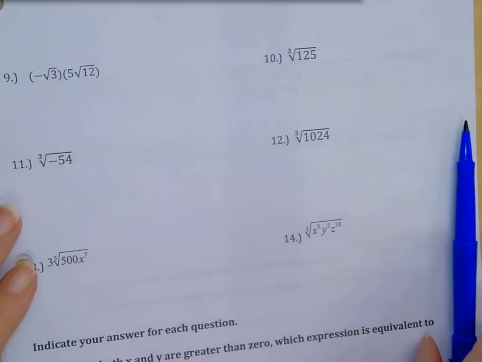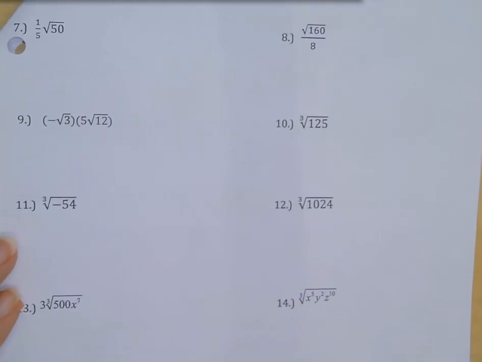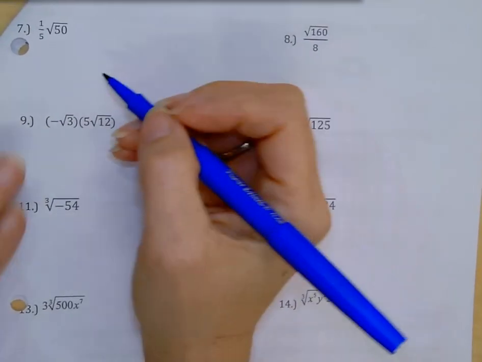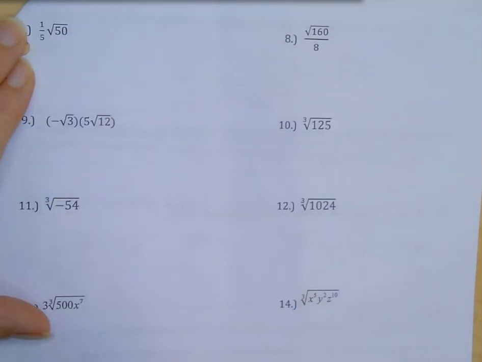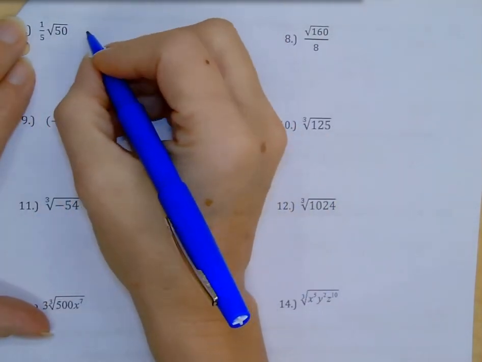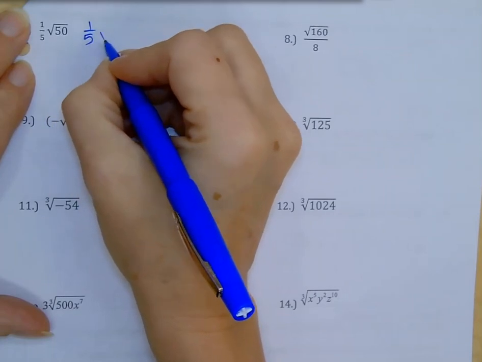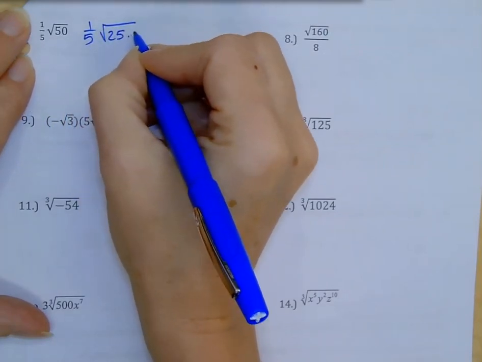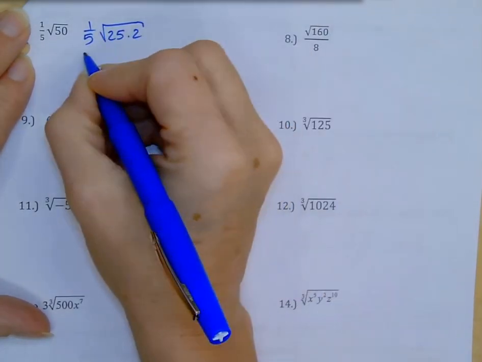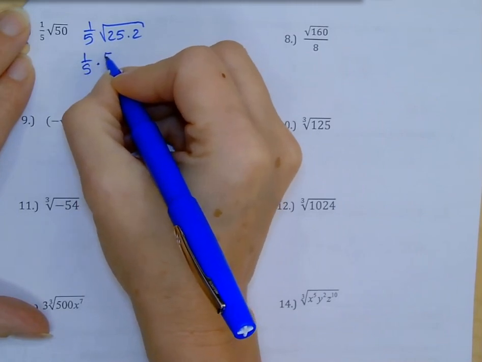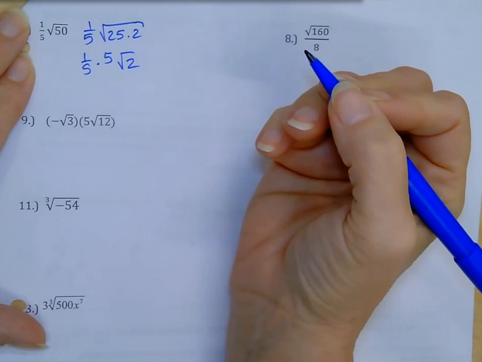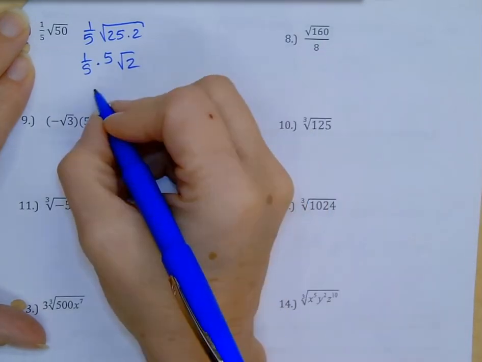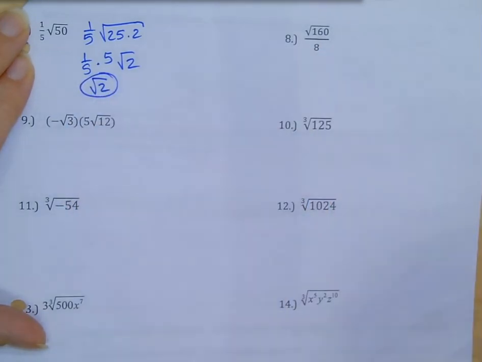All right. Okay, so we're working through this. I have 1/5 times the square root of 50, and I know there's a perfect square inside that square root of 50. That's going to be 1/5 times the square root of 25 times 2, which is 1/5 times 5 times the square root of 2. And of course, 1/5 times 5 is 5/5, which is just 1. So my final answer here is square root of 2.